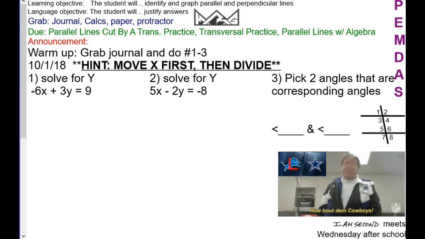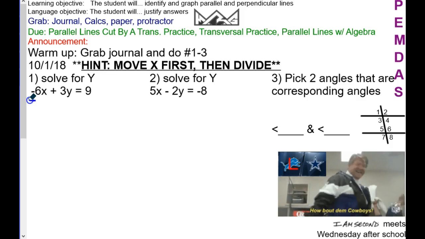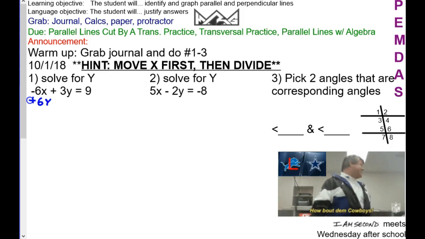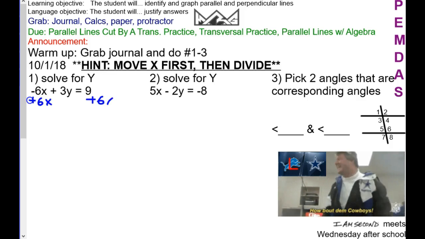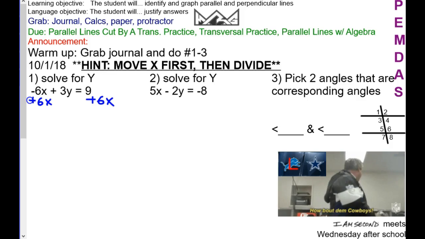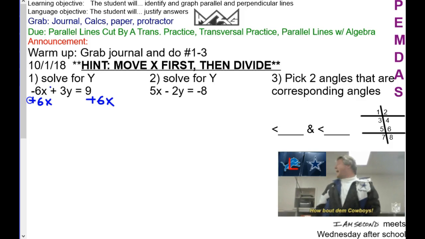All right, so to get rid of the negative 6, we add 6x. Add 6x. Them Lions took that L. True.